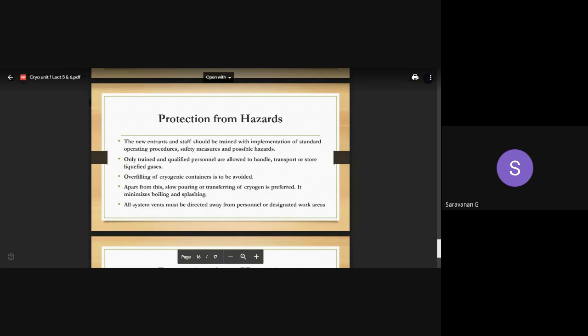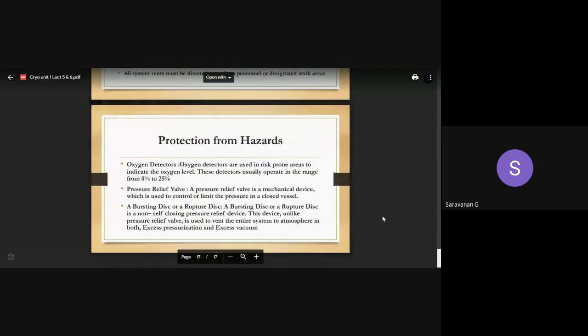All system vents must be directed away from personnel and work areas. We should provide venting, whatever it may be. Ventilation should be provided so that it is not directed at personnel. It should be designed in such a way that it is away from the working areas.